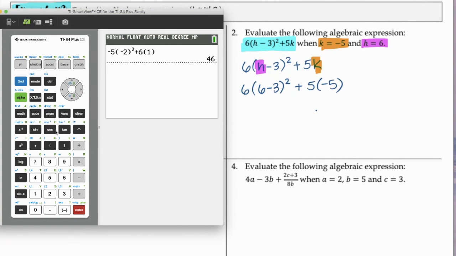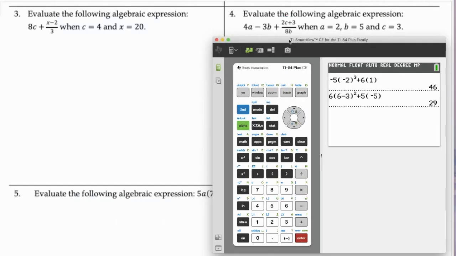I substituted everything. I'm going to use my calculator. So I have 6, parentheses, 6 minus 3, close it up, raised to the second power. Since I have an exponent, I must bring it down, plus 5, parentheses, times, right, -5. Enter. My answer is 29.